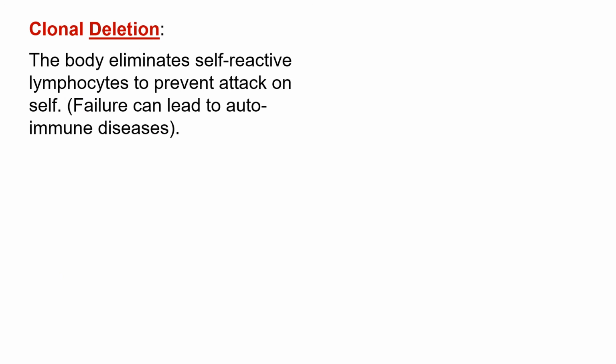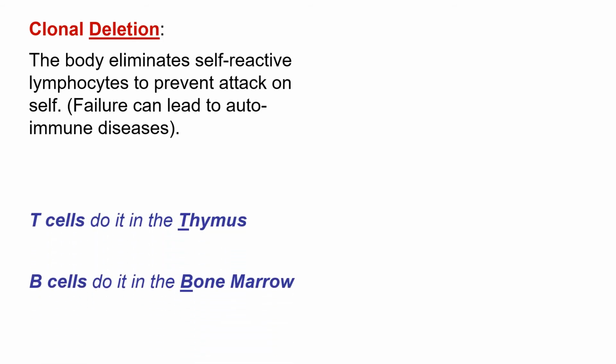So let's talk about these B cells and these T cells. What's going on in the bone marrow and what's going on in the thymus? I'd mentioned they mature there. This is a process called clonal deletion. So as I mentioned before, it's really important that our immune system does not attack our own body. So we do this by maturing these cells in the bone marrow and the thymus. So we eliminate all the cells that may potentially be reactive against your body. So T cells do this in the thymus, B cells do this in the bone marrow.